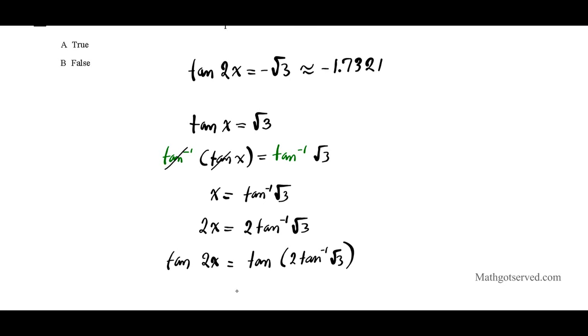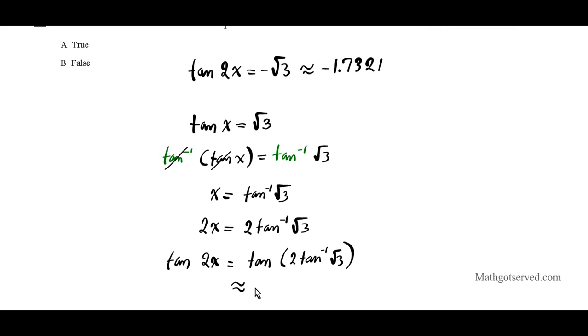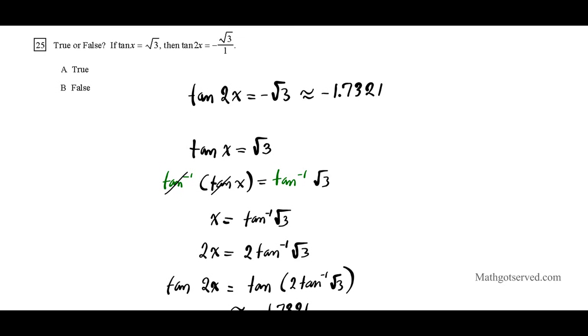Okay, all right, let's plug this into our calculator and see what this is approximately equal to. If this is equal to that, then our statement is true. If it's not, then the statement is false. All right, so let's go ahead and do that. Tan of 2 times the inverse tan of root 3 is approximately negative 1.7321. So we have a match. They're both equal. So guess what? The statement is true. All right? So that's that.